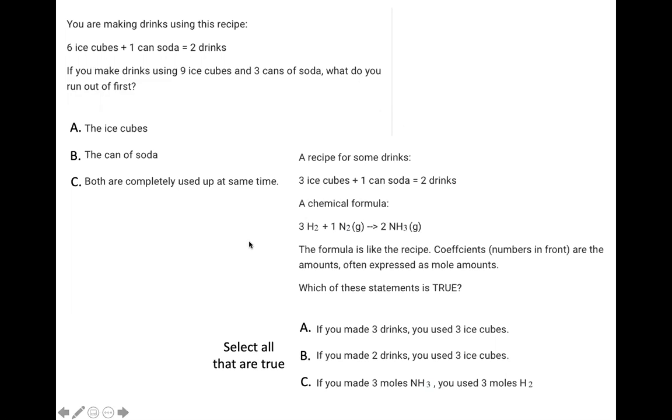Now, this next one, I'm going to transition a little bit differently. Here we see a recipe and a chemical formula. I would say the formula is like the recipe. We have coefficients once again, and those are telling us the amounts, often expressed in moles, for how the things are combining. So in this case, I want you to look both at the recipe and at the chemical formula there and select all that are true. I've got a combination of questions on this. Which of the relationships are correct?